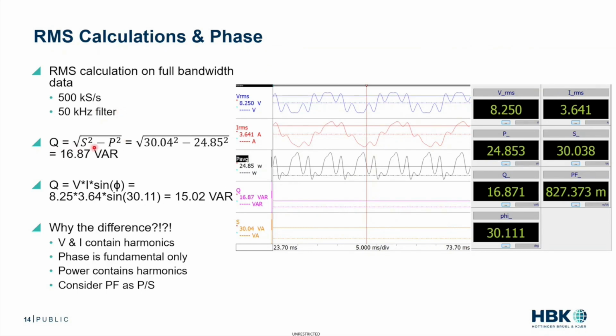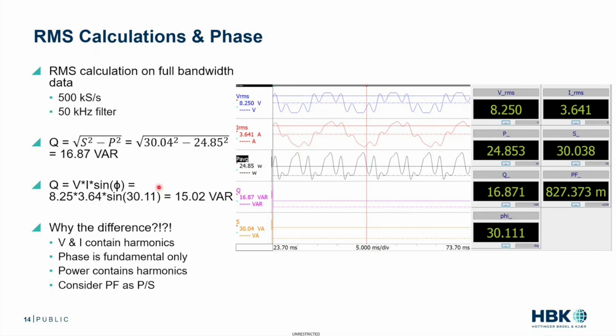In this example, I think it was a 50 kilohertz sample rate, 50 kilohertz filter. And we go through the math, which is S equals V times I, RMS voltage times RMS current. We get 30. We take our power, which is instantaneous voltage times current averaged over a period. And we get Q by taking the Pythagorean difference of that to get 16.87 var. That's what we're measuring in this example.